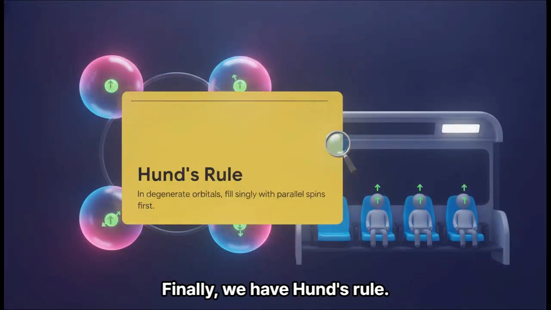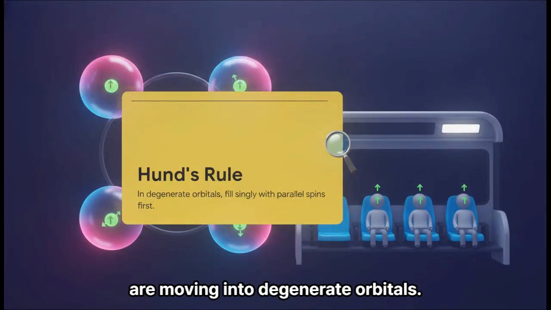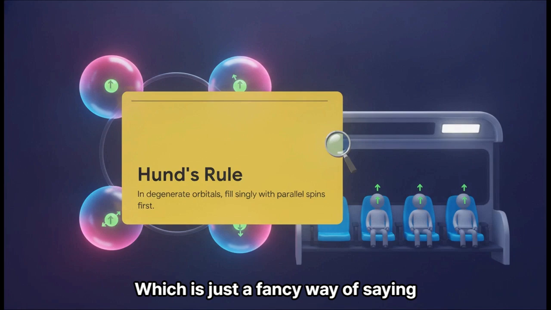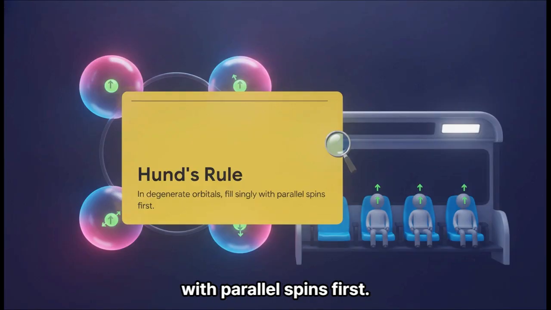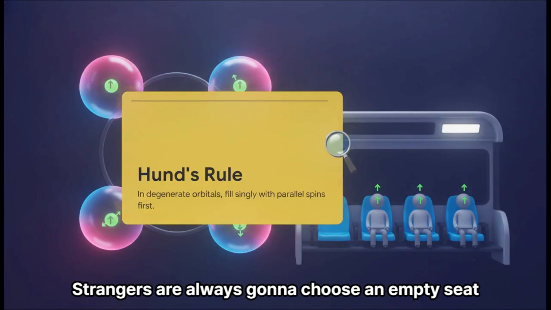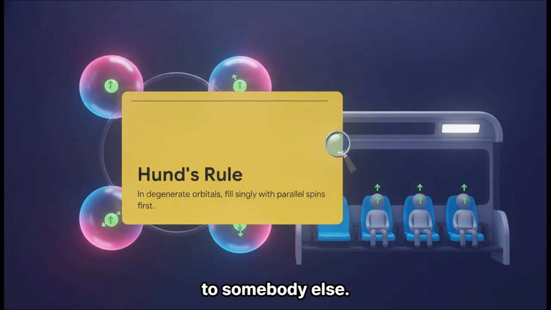Finally, we have Hund's rule. This kicks in when electrons are moving into degenerate orbitals, which is just a fancy way of saying a set of orbitals on the exact same energy level, like those 3 p orbitals we saw earlier. Hund's rule states that these orbitals fill singly with parallel spins first. Think of it like getting on a bus. Strangers are always going to choose an empty seat before they sit down right next to somebody else. Electrons want their own room before they're forced to share.